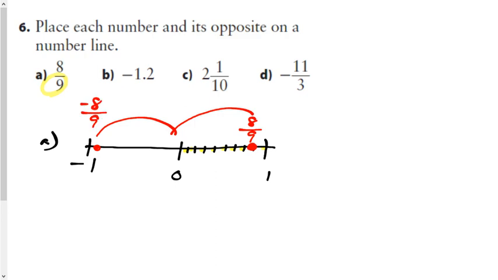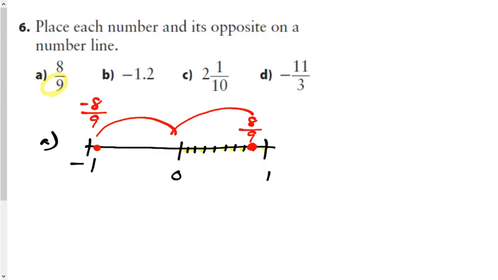Now, for those of you who are in the vast majority of people in the world that hate fractions, you could have changed 8/9 to a decimal and approximated the decimal value instead of the fraction value. I happen to love fractions, so I kept it as a fraction.